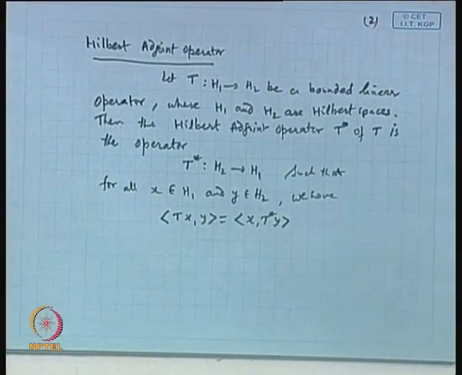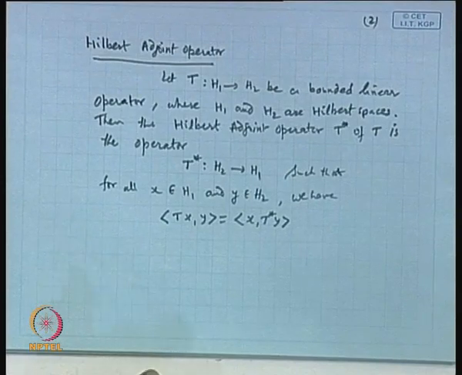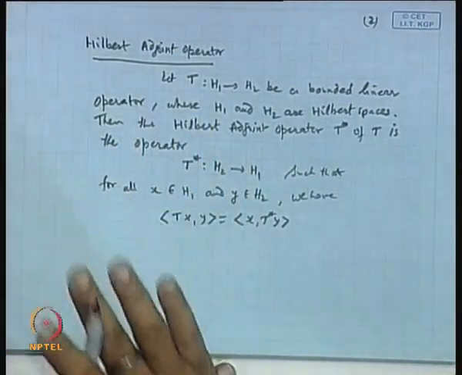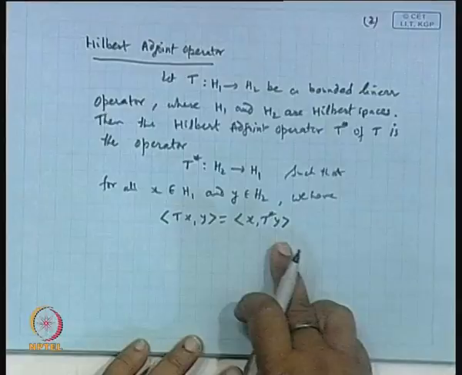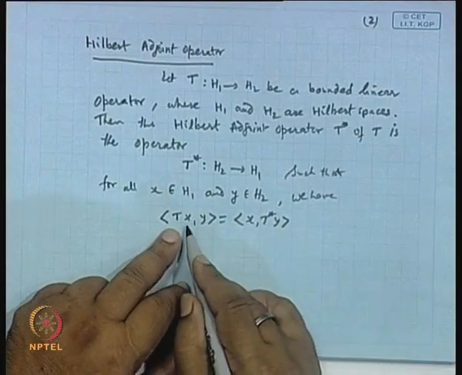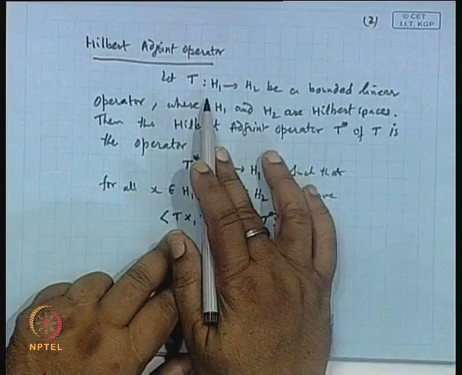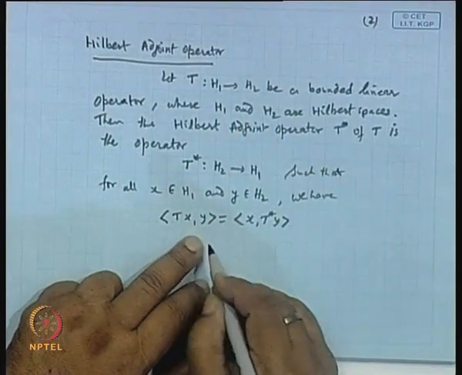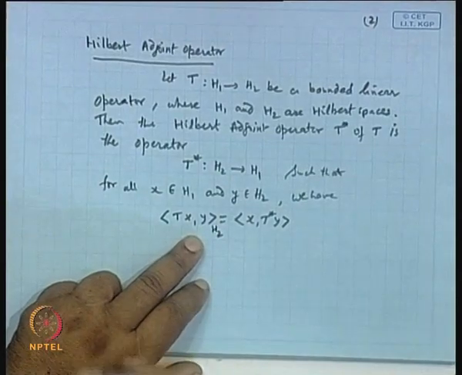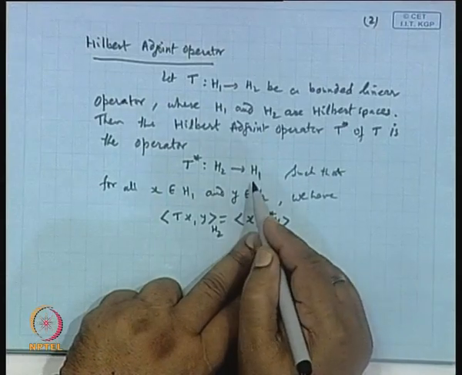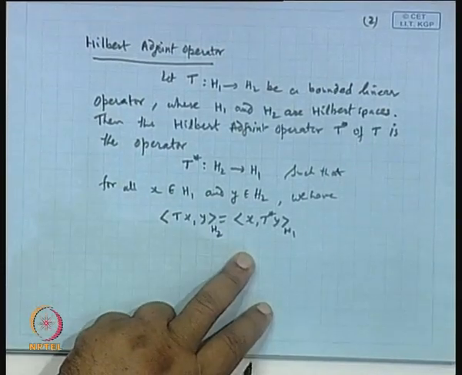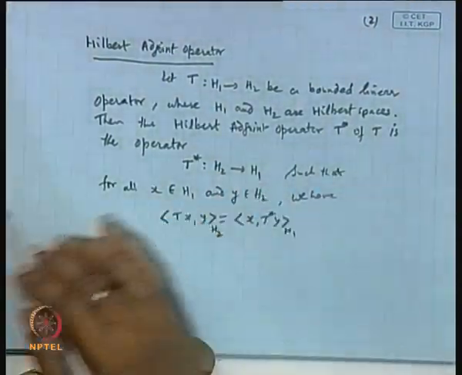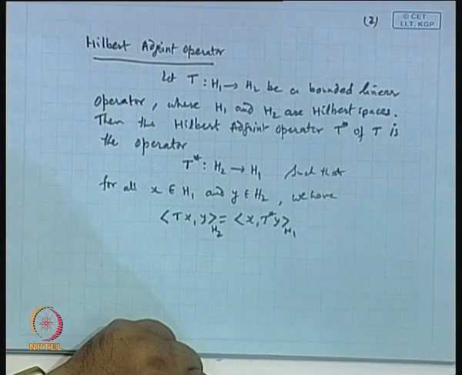It means, what is the Hilbert adjoint operator? It is basically the conjugate operator type. If T is an operator from H1 to H2, then an operator from H2 to H1 will be called a Hilbert adjoint operator, provided these two inner products are identical. Here, x is a point in H1, T is an operator which maps the elements of H1 to H2, and y is in H2, so basically this is the inner product of H2. x is an element of H1 and T star is a mapping from H2 to H1, so this is the inner product of H1. So, both are well-defined inner products. Now, when these two values are identical, then we say an operator T star from H2 to H1 is a Hilbert adjoint operator T star. Clear?